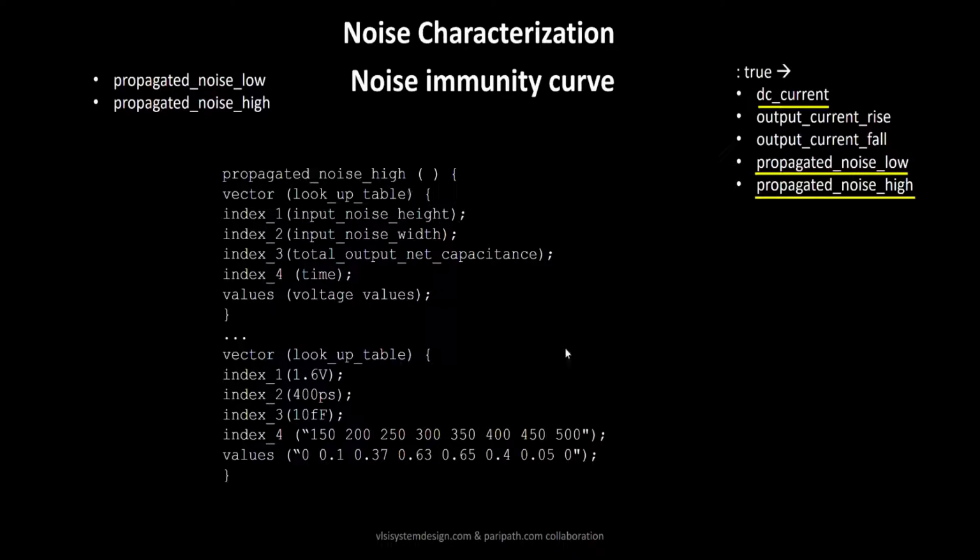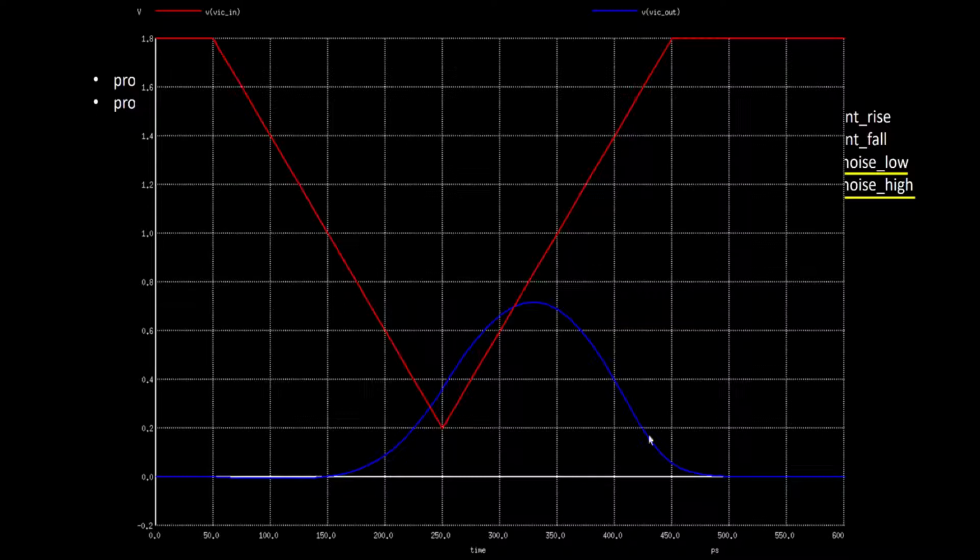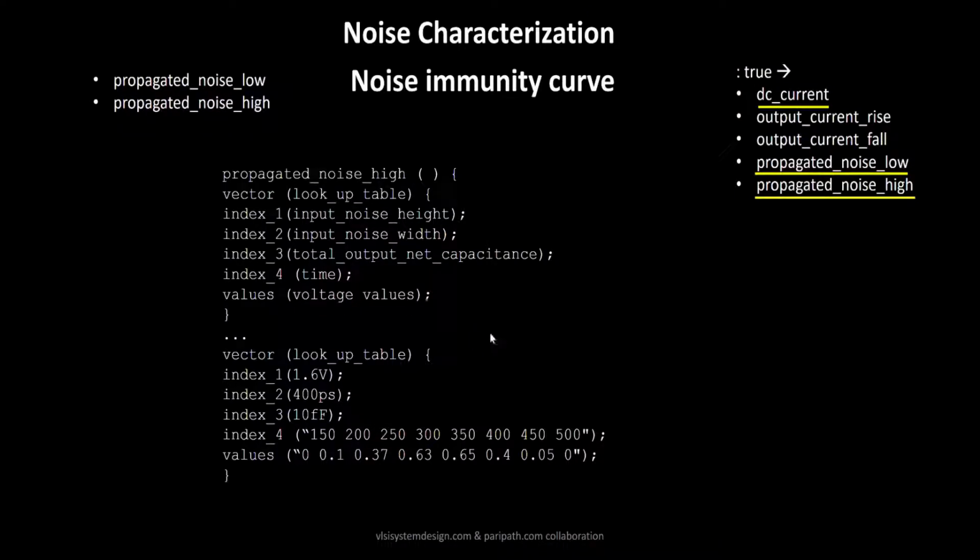And why is it called propagated noise? It's because we are propagating the high level of the noise. If we had propagated the low level of the noise, it would have been called propagated noise low. So that is the table of the propagated noise high, and that is the syntax of the propagated noise high, and this is called the noise immunity curve. This basically is called a noise immunity curve for a cell.